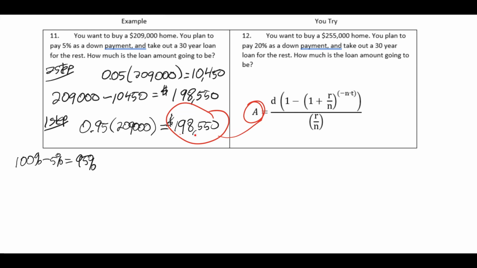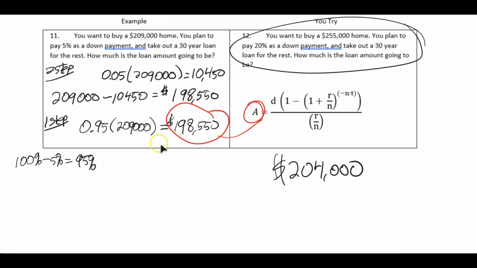So go ahead and pause the video and work out the question on the right. You should get $204,000 for this question. All right, I hope this helps.